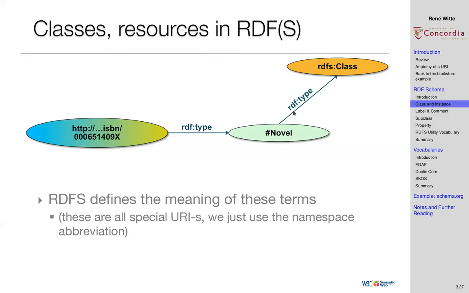So here are the two pieces that we just talked about. For the book example, we defined a class novel. This was done using the triple novel is of type RDFS class. And then we had a concrete instance of a novel, a concrete book. So this book here is of type novel. Yeah, and the new thing in there was using this RDFS vocabulary.